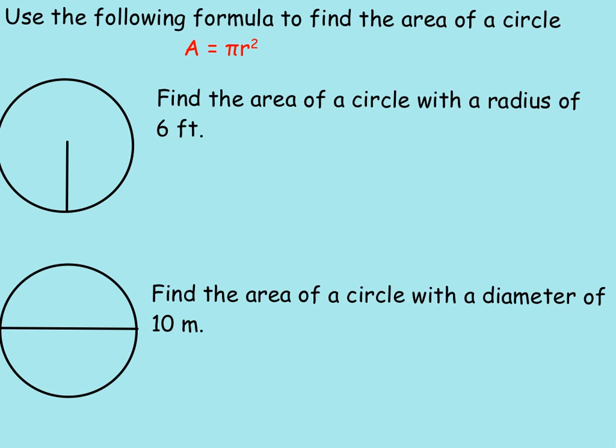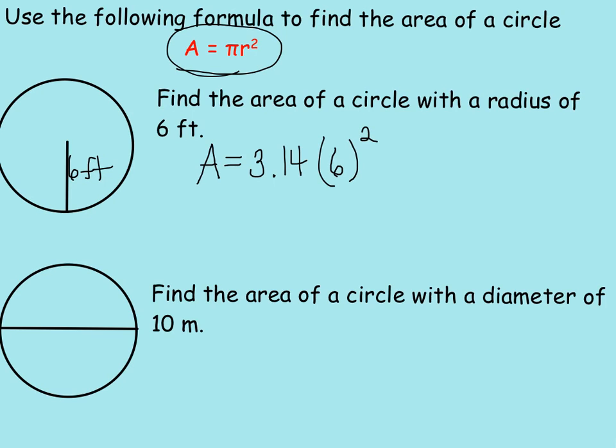Okay, now let's go ahead and find areas of circles. Here's your area formula. The area of a circle is equal to pi times the radius squared. So let's jump right in. Our first circle has a radius of 6 feet. So using our formula, the area equals 3.14 times, let's see, our radius. The radius is 6, so I need to do 6 to the second power.